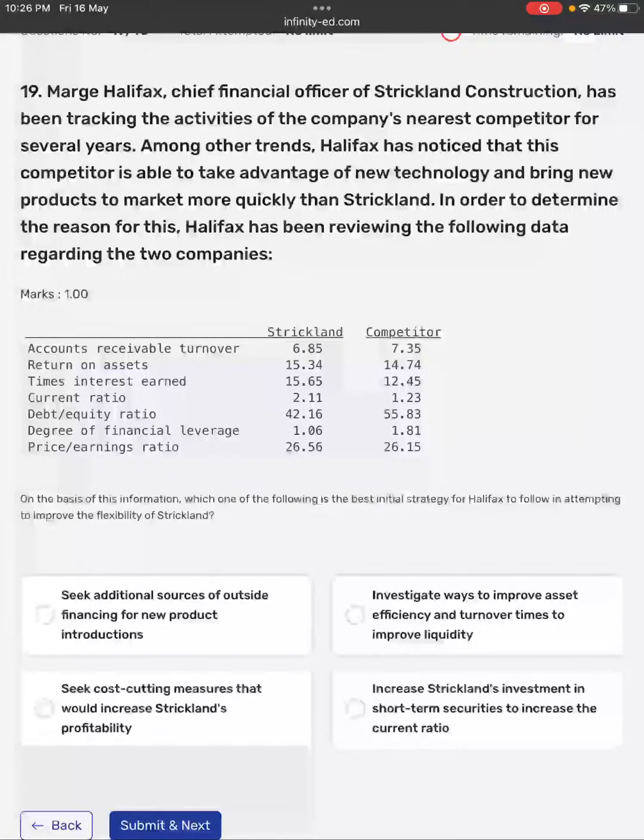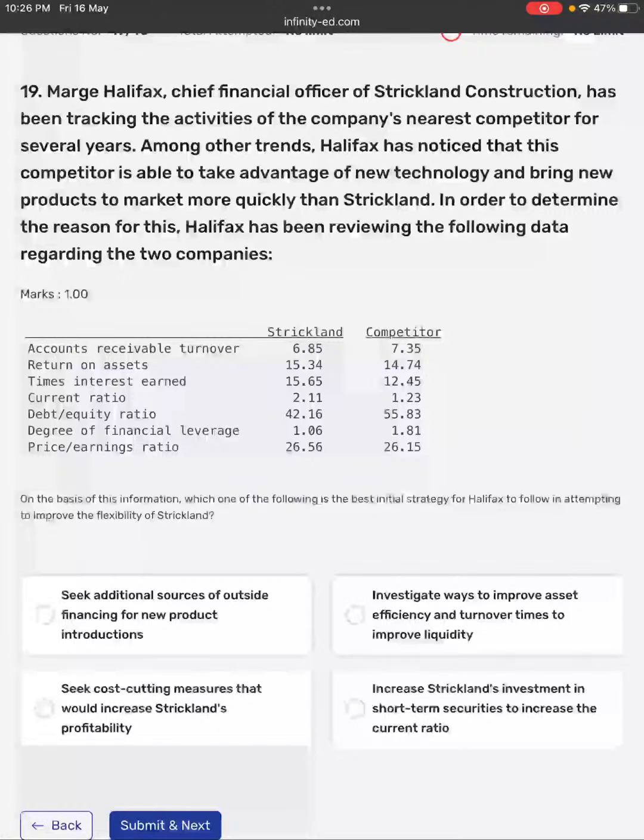On the basis of the information, which of the following is the best strategy for Halifax to follow in attempting to improve the flexibility of Strickland? Option A, seek additional sources of outsourced financing for new product introductions. Option B, investigate ways to improve the efficiency and turnover times to improve liquidity. Option C, seek cost cutting measures that would increase Strickland's profitability. Option D, increase Strickland's investment in short-term securities to increase the current ratio.